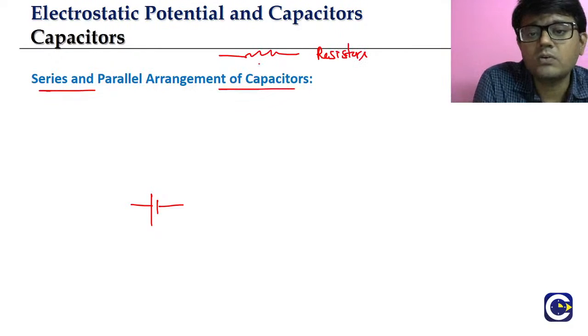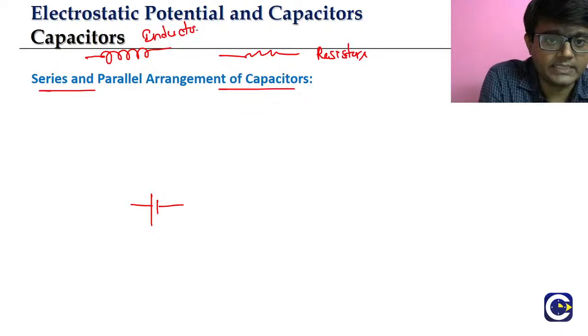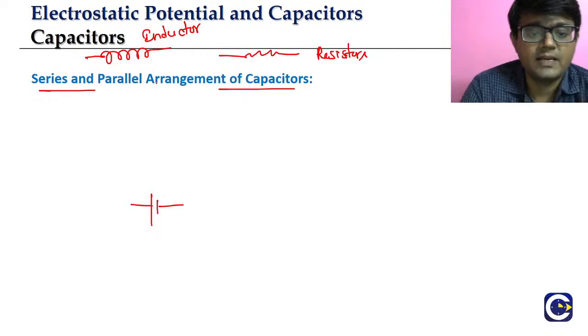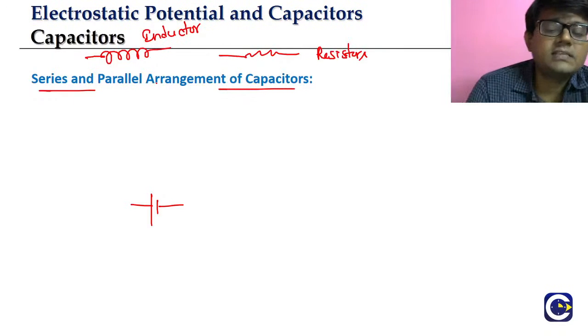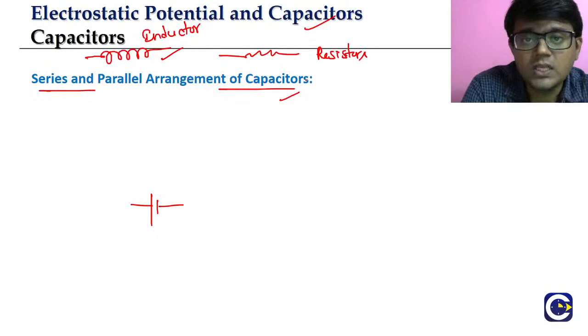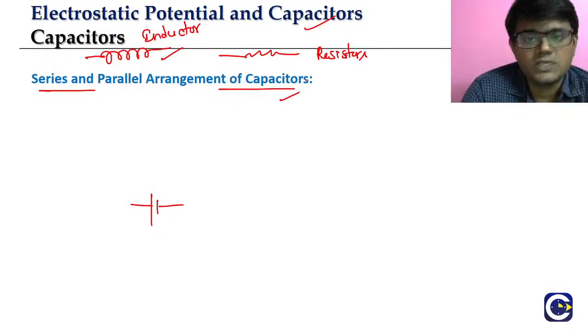Okay, and then when we go to the electromagnetic induction chapter, there we'll talk about the inductor coil. Again, the same concept will come, series and parallel arrangement. So what is this series arrangement or parallel arrangement? These three, the capacitor, resistor and inductor, what do we call them? Generally we call them components of the electrical circuit.